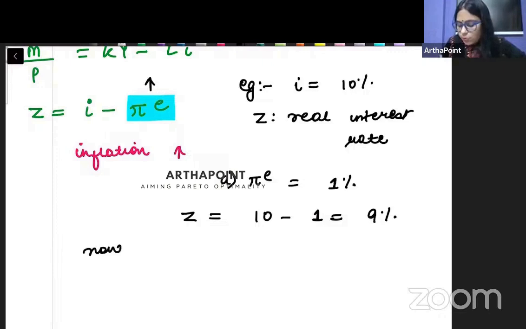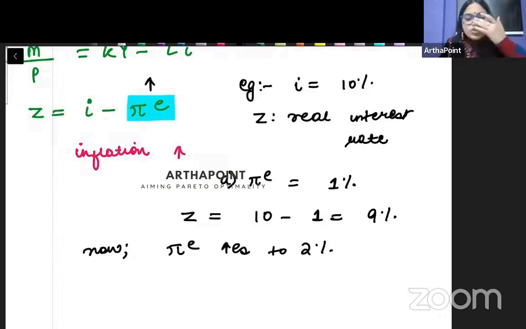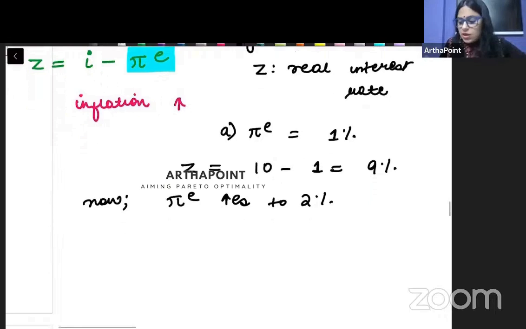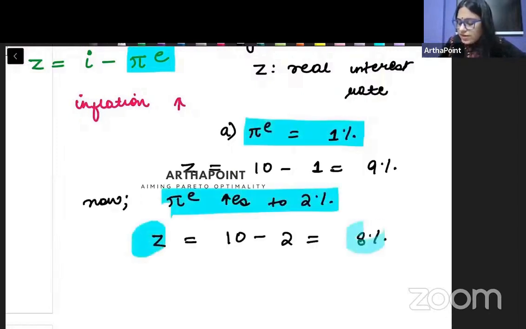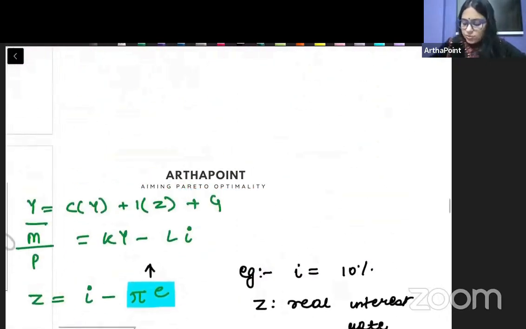Now, suppose I tell you inflation in the economy increases to 2%. What will happen to the real interest rate? It will be 10 minus 2, 8%. So when inflation increases, the real interest rate will decrease. Now let's come to this equation.